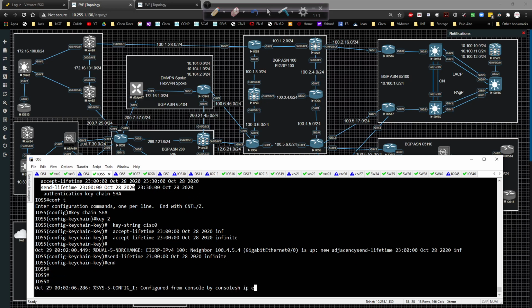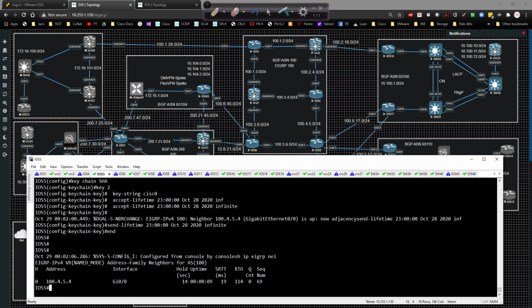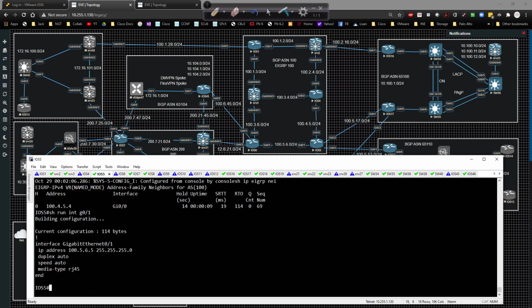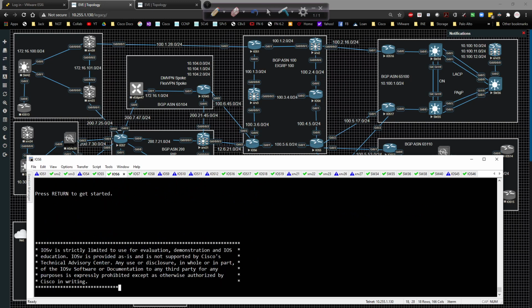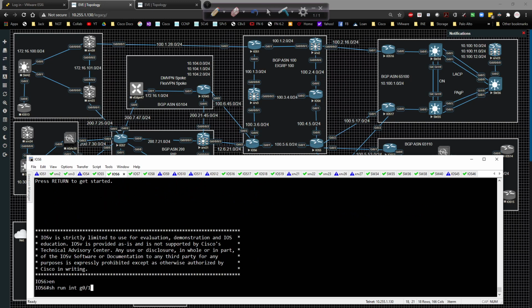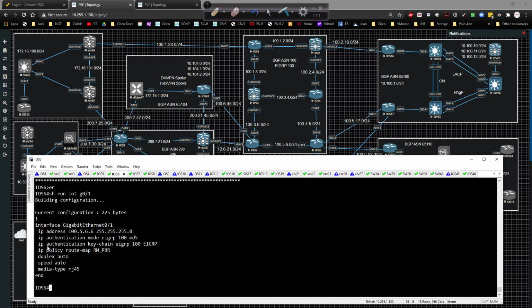If we do a show IP EIGRP neighbors, I'll have an adjacency to router 4. My connection to 6 is down because of the fact that the authentication for that particular interface is not set up right. So show run interface gig 0/1, we'll go ahead and quickly adjust that. So on 6, if we show run interface gig 0/1, we'll see that we can adjust that really quickly.